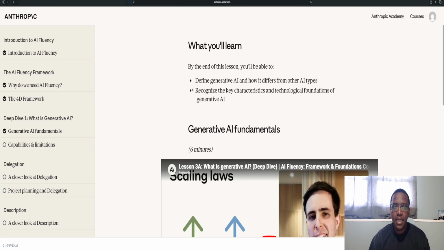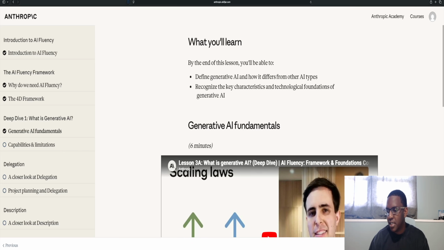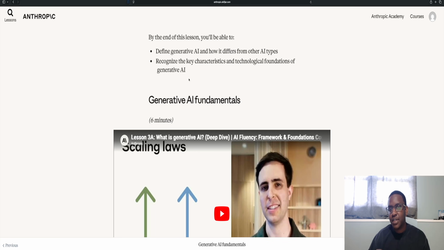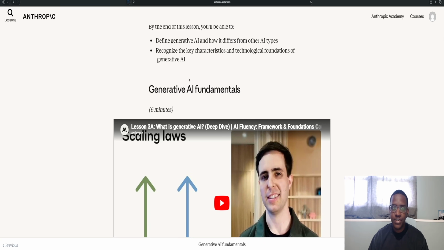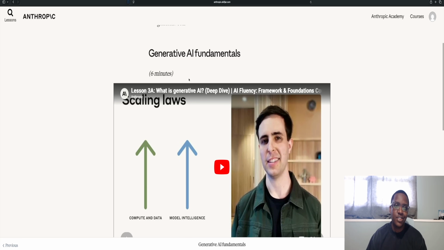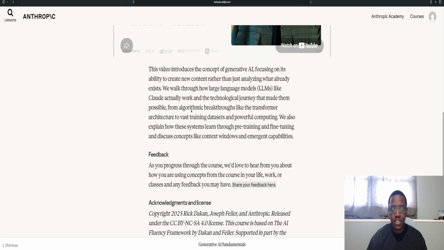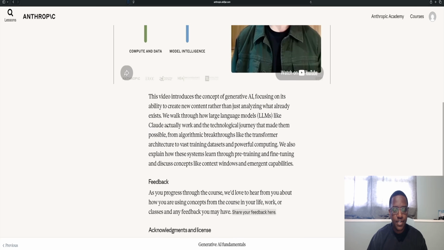By the end of this session, I'll actually hide the side menu so we can focus more. And it says by the end of this lesson, you'll be able to define generative AI and how it differs from other AI types, and recognize the key characteristics and technological foundations of generative AI. So I'll find out what generative AI is and the characteristics about it. All right, so we have a video here. We'll watch that after. We have a short one, so let's see.